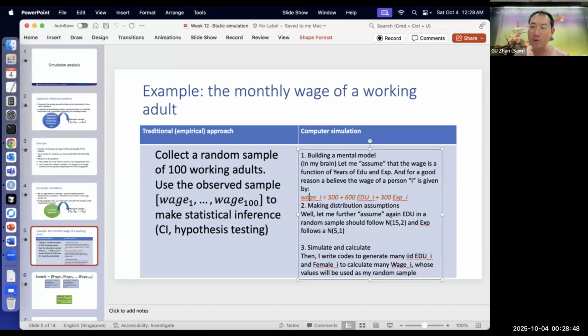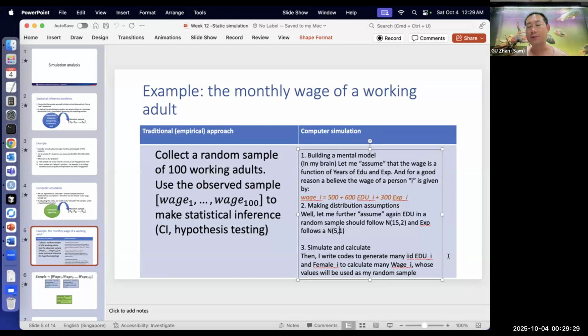So if we have constructed a mental model, the wage is 500, which is a base, plus 600 times the years of education, plus 300 of working experience. Assume the years of education follow a normal distribution with an average of 15 years, and the variance is 2. And the experience follows an average of 5 years of working experience, and the variance is 1, okay?